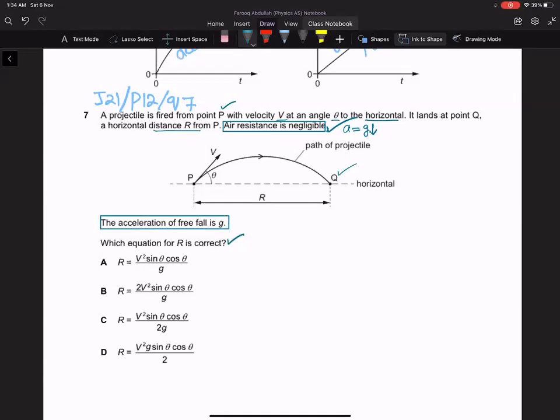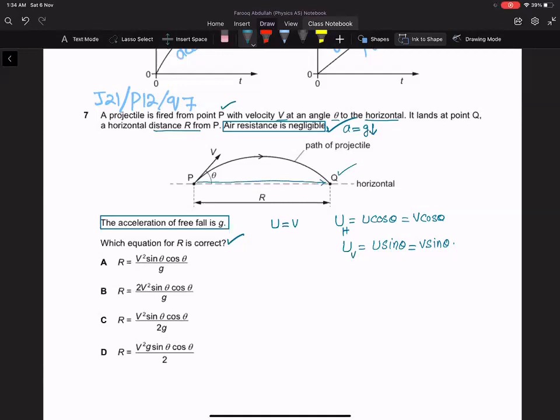So first of all, we need to know that u will be equal to v, and the components will be: u horizontal will be equal to u cos theta, and u vertical will be equal to u sine theta. And as you see, u is equal to v, so we can write it as v cos theta, and this one will be v sine theta. Now, if we want to find the range, then first of all, we need to have the time of flight.